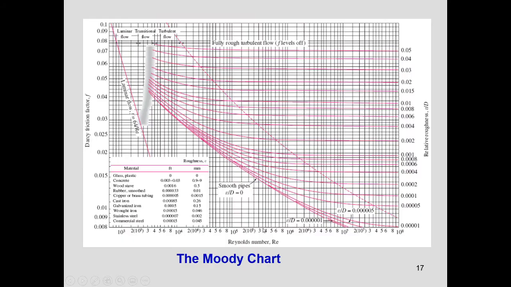So to make life much easier, engineers have produced this Moody diagram for you to be able to get the friction factor for the cases that you are given. Here is F, the friction factor, which you need to calculate the losses in the pipeline. On the right hand side is the relative roughness, epsilon over the diameter. These are the numbers, and they go with the red lines here. At the bottom is the Reynolds number on the X scale, in a log scale.